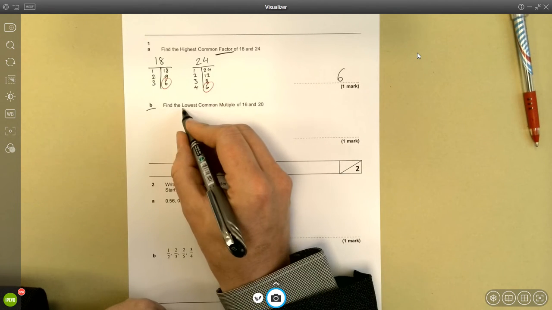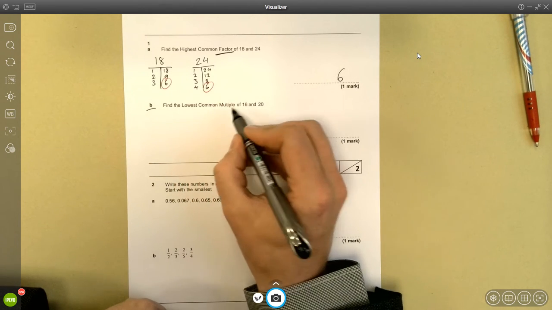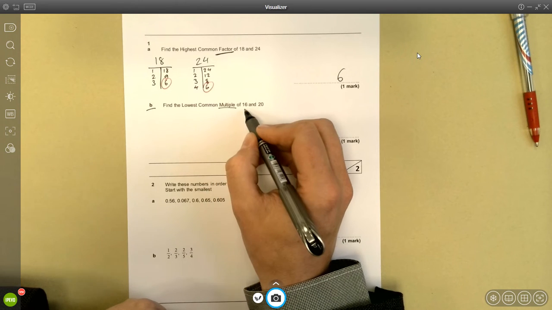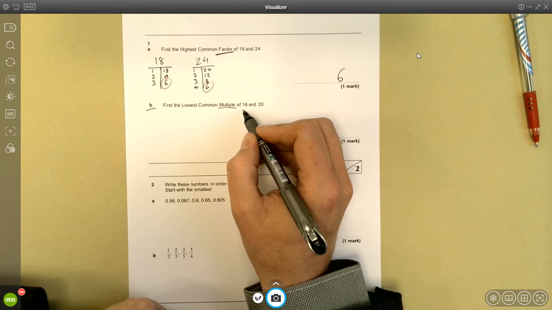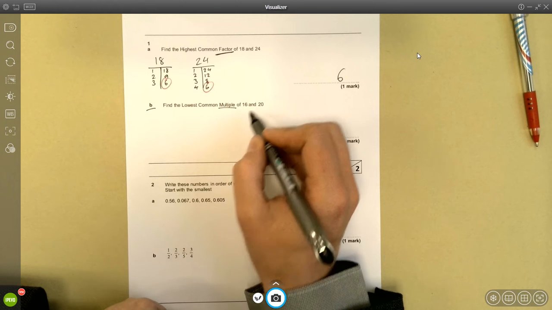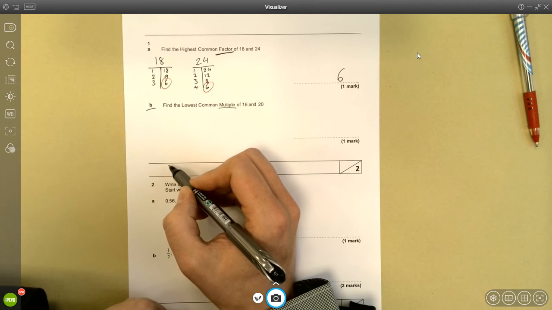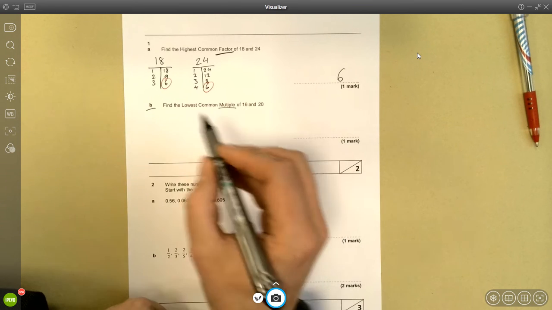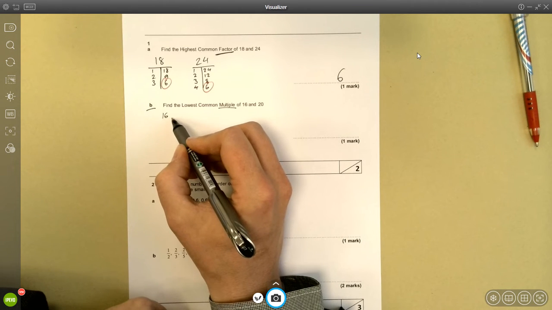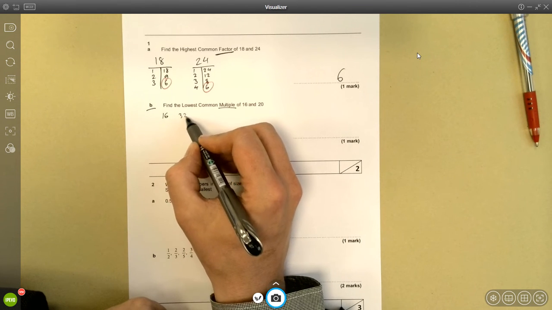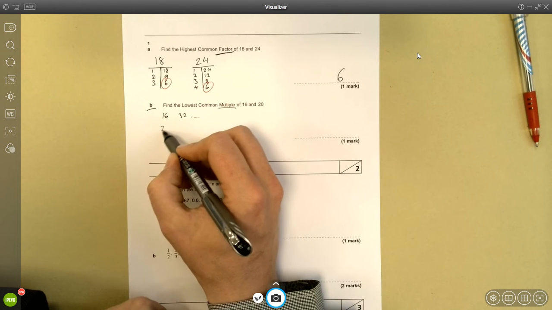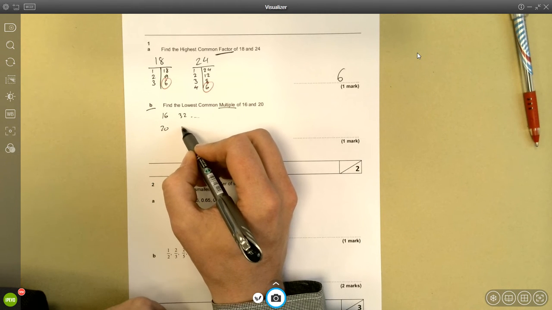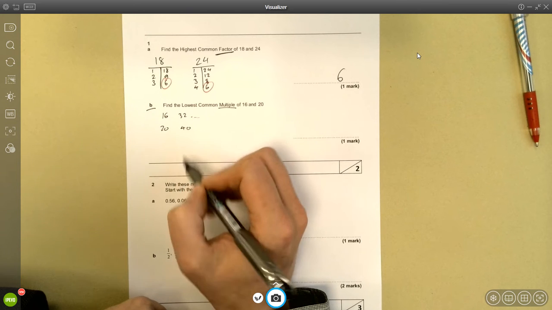Part B, find the lowest common multiple. So multiples are the times table for each of these numbers. So what we're looking at is going up in 16s. All right, so going up in 16s. All right, and then we're going to go up in 20s, 20, 40, etc.